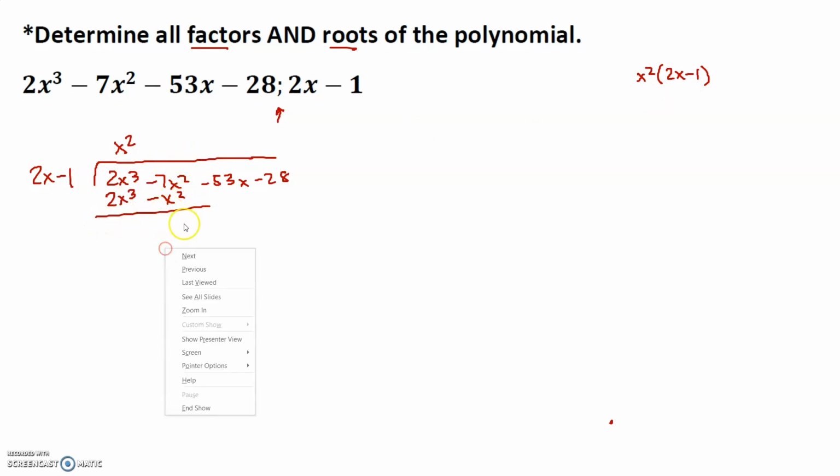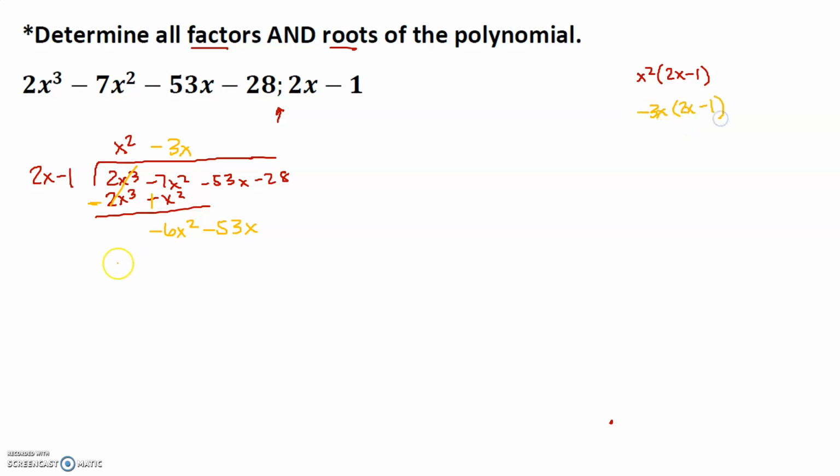But we're going to subtract, so we have to distribute that negative through the second one here. So minus, and that changes that to a plus. These cancel, and we have negative 6x squared. Bring down the next term, minus 53x. Now we repeat that process again. What times 2x gives us negative 6x squared? And the answer is negative 3x. So I'm going to write it out over to the side again. You can do it in your head. 2x minus 1 gives us negative 6x squared plus 3x.